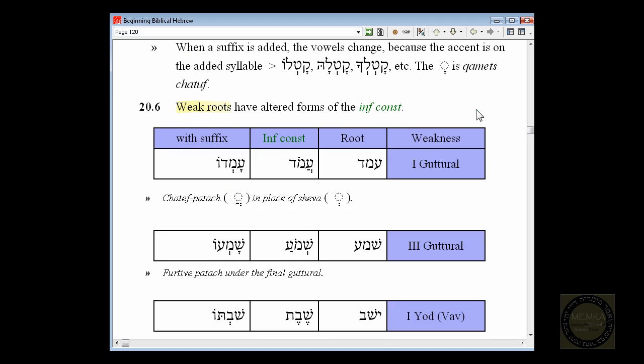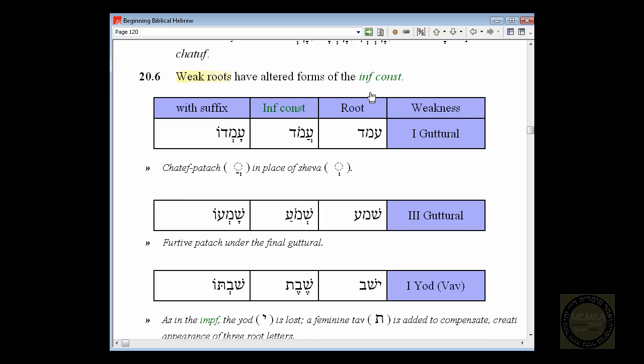He goes on next to weak roots have different forms. Now I want you to watch this. Again, weak verbs are always a problem because they do different things. But let's just look at the consistency, because most of the time this is consistent. Take the first one. Here's your root, Gayan, Mem, Dalet, Amad.